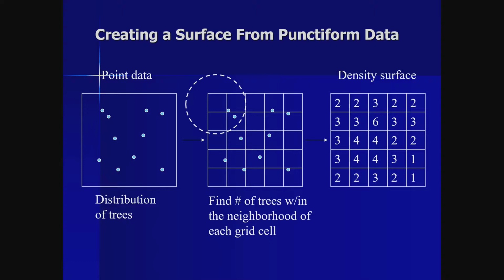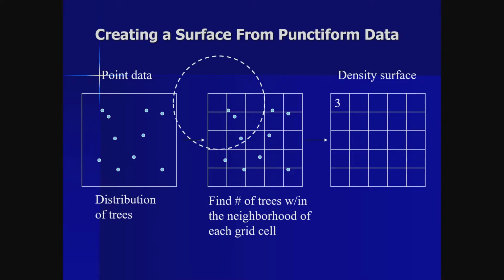ArcGIS refers to this as kernel density, and we cover this in more detail in the vector GIS class. But this is interesting because today's lecture straddles the boundary with vector GIS, because usually these observations are vector GIS, but we're creating a surface, so we're turning them into raster layers. We've got our density surface there on the right.